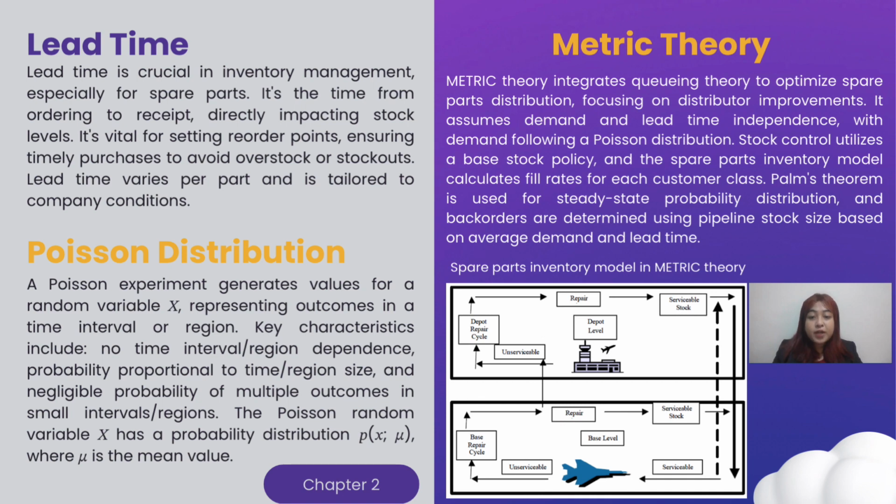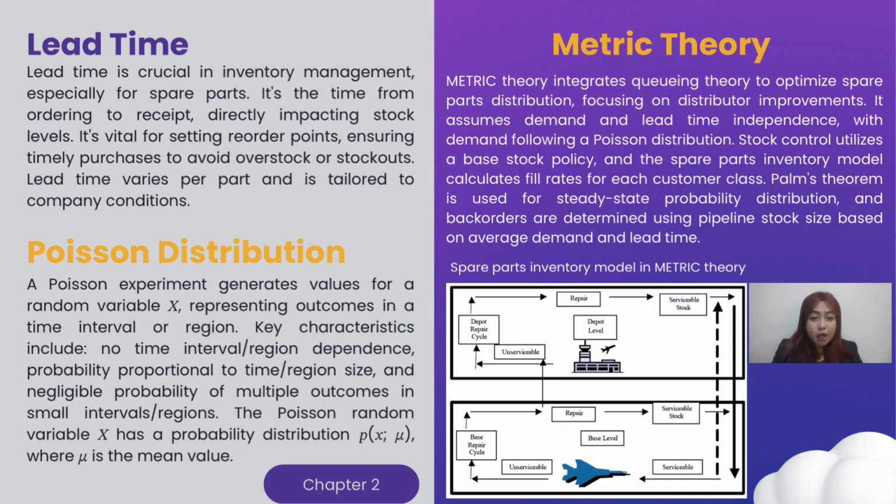The next we have the Poisson distribution. A Poisson experiment generates values for a random variable x, representing outcomes in a time interval or region. Key characteristics include no dependence between time intervals or regions, probability proportional to time or region size, and negligible probability of multiple outcomes in a small interval or region. The Poisson random variable x has a probability distribution p(x; mu), where mu is the mean value.